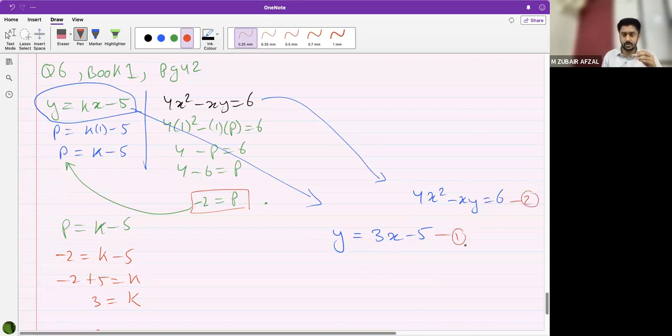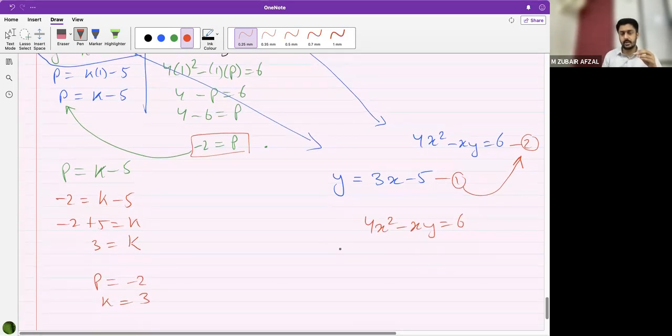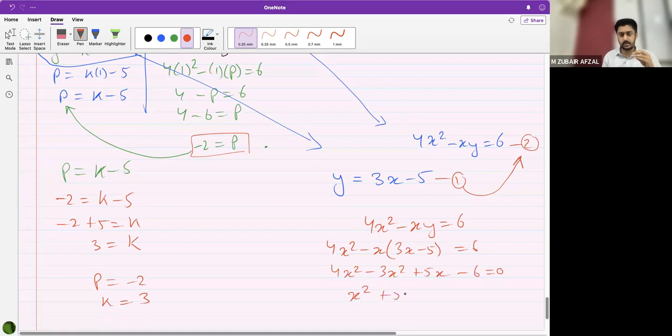May I substitute equation 1 into equation 2? 4x square minus xy is equal to 6. Substituting y as 3x minus 5: 4x square minus x times (3x minus 5) is equal to 6. Simplifying, 4x square minus 3x square plus 5x, taking 6 to the left side is -6. Simplifying these two, x square plus 5x minus 6 is equal to 0.